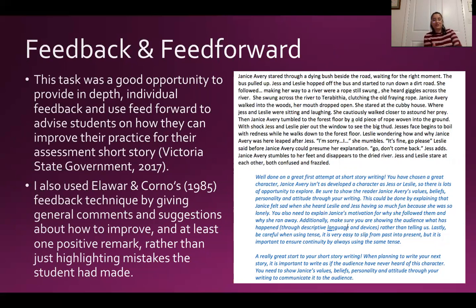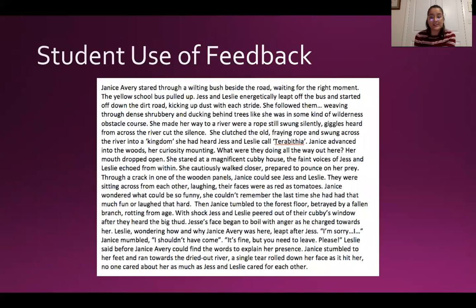I also used LOR and Corno's feedback technique that we discussed in class, and I really liked that. So giving students a general comment rather than picking out little mistakes all through it, because I feel like when you give students those, they just fix those mistakes and think, oh, okay, that doesn't matter as much. But when you see the results of this feedback, you'll be able to see how it was implemented. And I think she did a really good job at taking on my feedback and using it to improve her writing. So this is just an example.